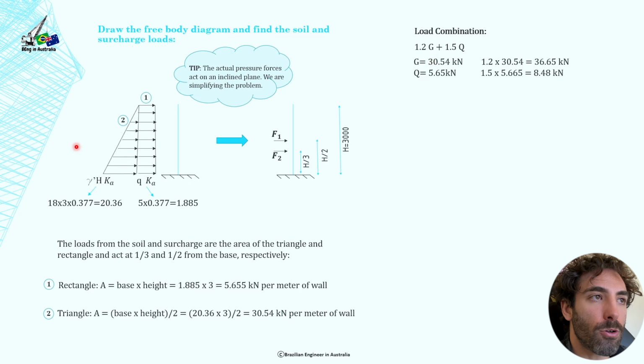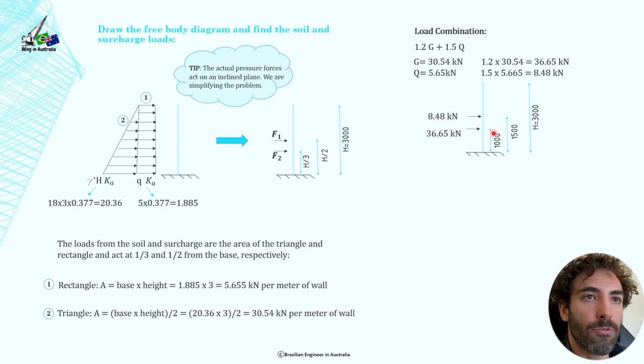G is the soil loads, so that's the dead load, and Q is the live load, which is the surcharge. So we're going to use 1.2 for the dead load and 1.5 for the live load. 1.2 times 30.54 and 1.5 times 5.655. Now that's exactly what we've got here.